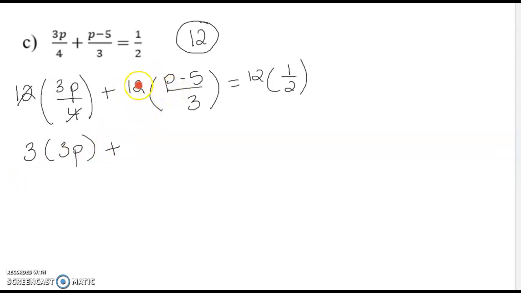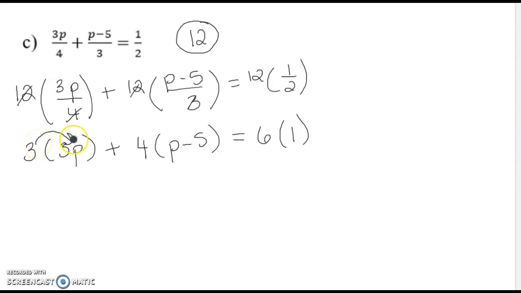Next one, I have 12 divided by 3, and that gives me 4. So now I'm just going to multiply by 4, and I'm still left with p, subtract 5 on top, because these are now gone. And then equals, and then lastly, I have 12 divided by 2, which gives me 6. So I just have 6 times 1.